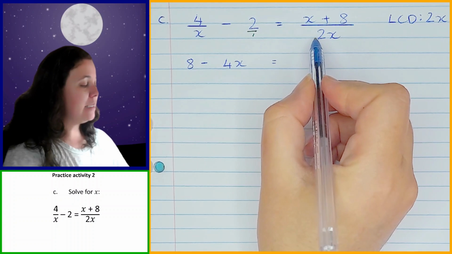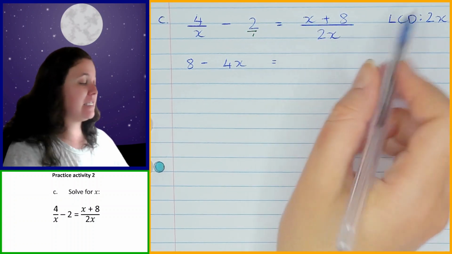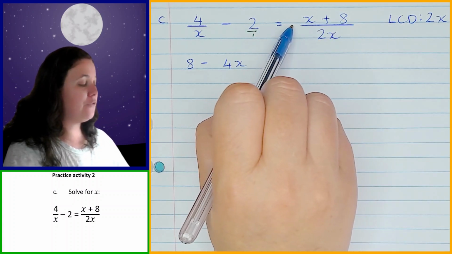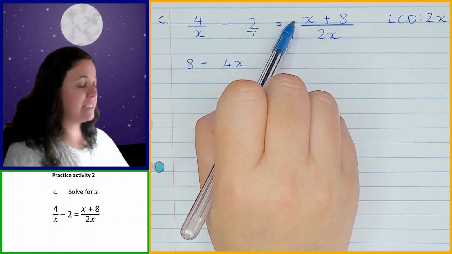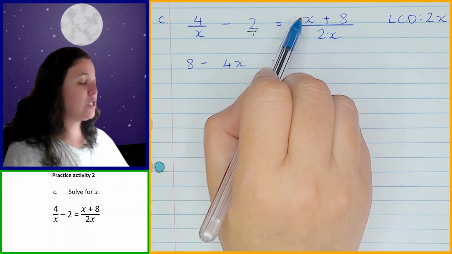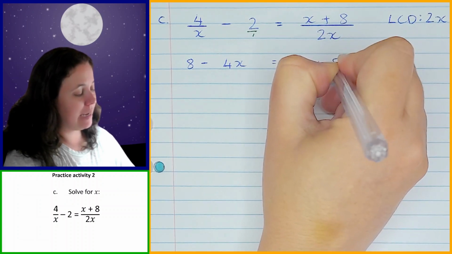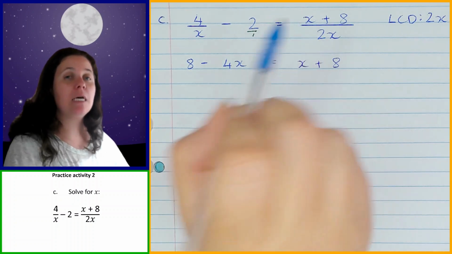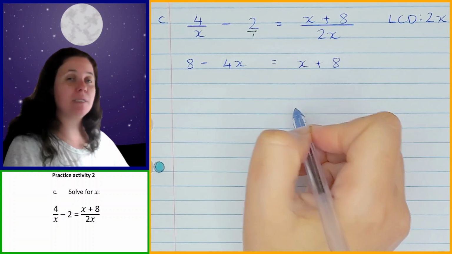equals, then over here I've got x plus 8 over 2x. The denominator is already the same as the LCD, so I don't need to multiply by anything. And there's nothing in front of this fraction that I need to multiply in either. There's no minus and there's nothing else in front of it, so I don't need to worry about putting these in brackets. So I just have x plus 8. If I was multiplying by anything, or if there was a minus in front, I would have to put that in brackets. Okay, now we're going to go and solve for x.